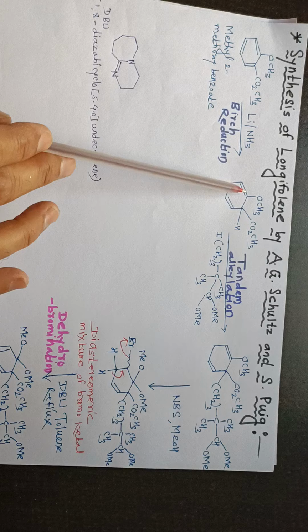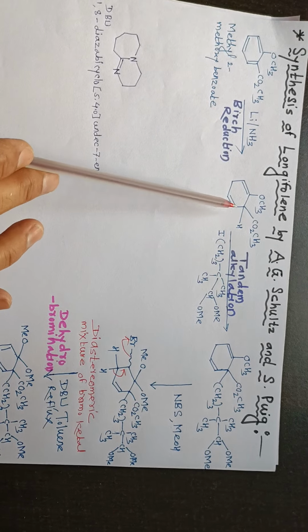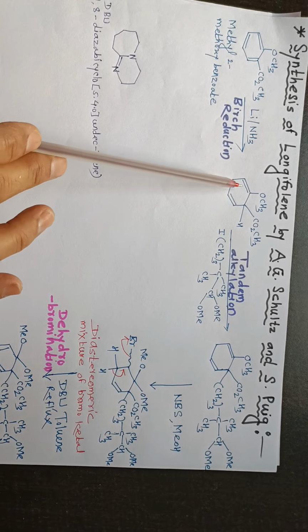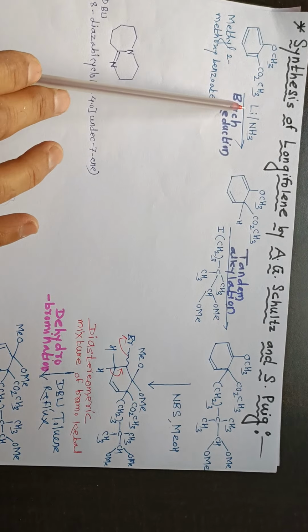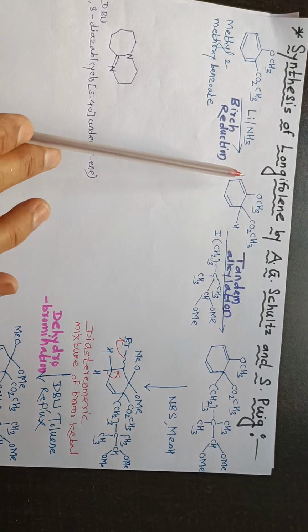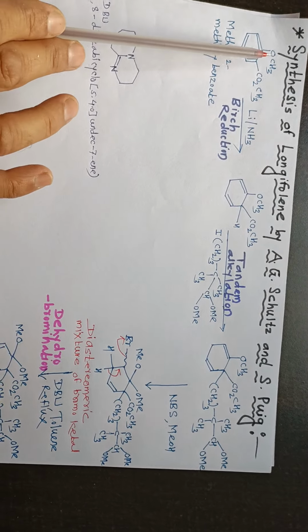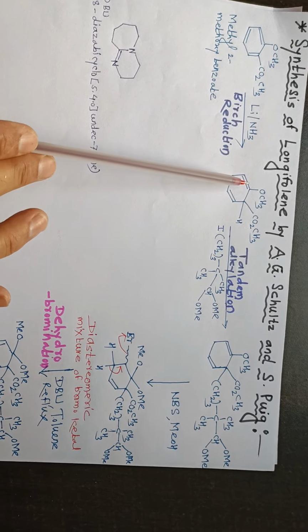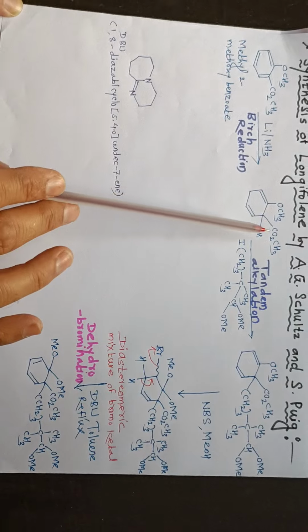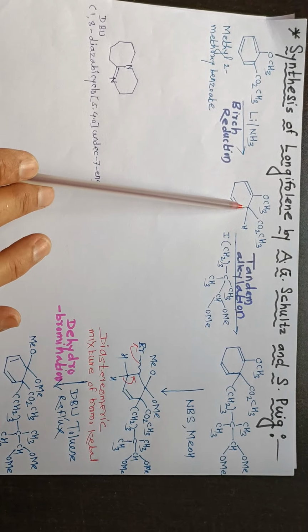In first step, this methyl 2-methoxybenzoate undergoes Birch reduction in lithium and liquid ammonia. So there is formation of unconjugated diene. This is a well known reduction method of aromatic compound into unconjugated diene by using lithium and liquid ammonia. This is the Birch reduction. In case of Birch reduction, if we have electron donating group that is present on double bonded carbon atom, and if we have electron withdrawing group that is present on single bonded carbon atom.